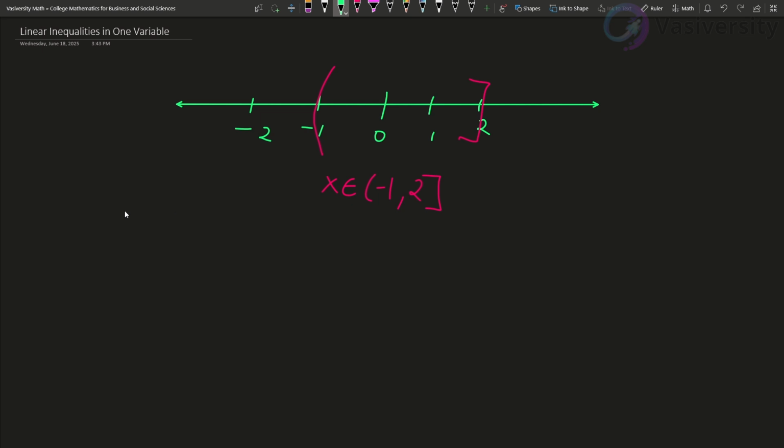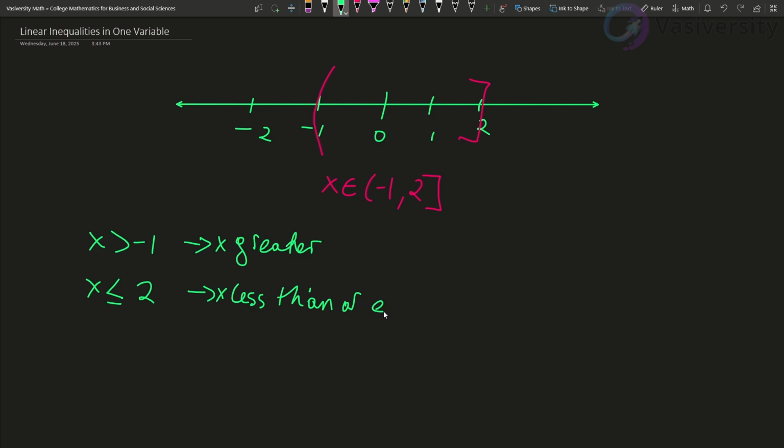For inequalities, we will say x is greater than -1. Then we can also say that x is less than or equal to 2. This is the notation. This is less than or equal, and the opposite would be greater than or equal. This is greater than, and the opposite would be less than.